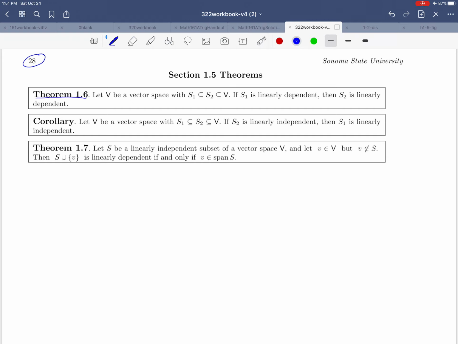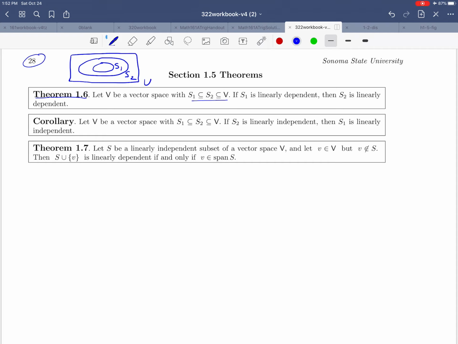Let's read this together. Okay, we're not going to prove this theorem, but we can think about why it conceptually makes sense. It tells us: let V be a vector space with S1 a subset of S2, a subset of V. If we drew a picture of this, we've got our big vector space here, and then S1 is a set that's inside of S2, so maybe S2 looks like this, and then S1 is inside.